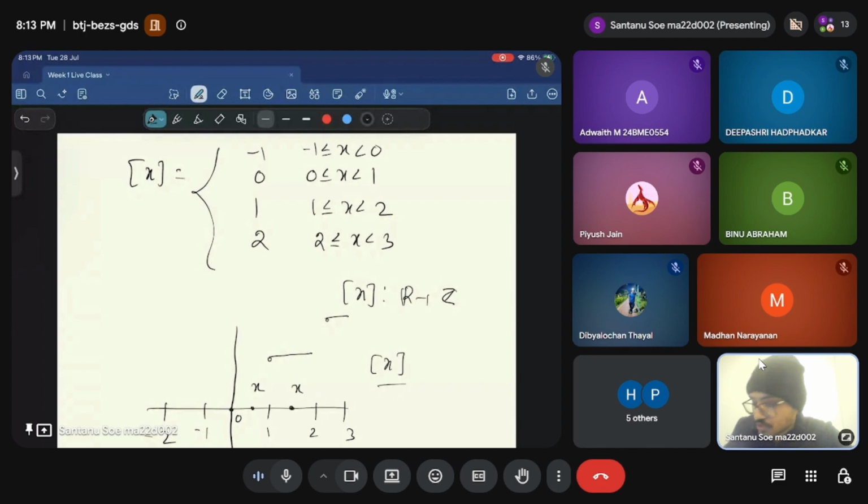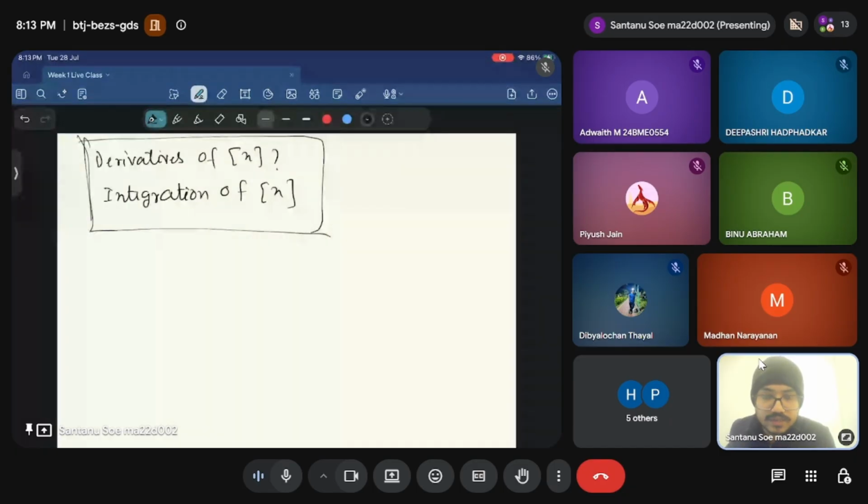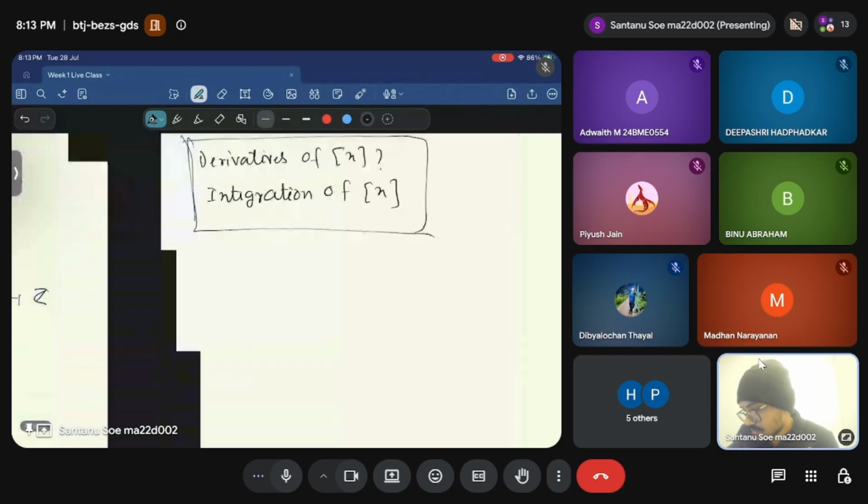So two tasks I am giving: try to find the derivative in the interior of those intervals, like between 0 and 1 or 1 and 2, and do it for each interval, and similarly try to do the integration of floor x. So I hope this question is clear to everyone. Otherwise I will explain it again.